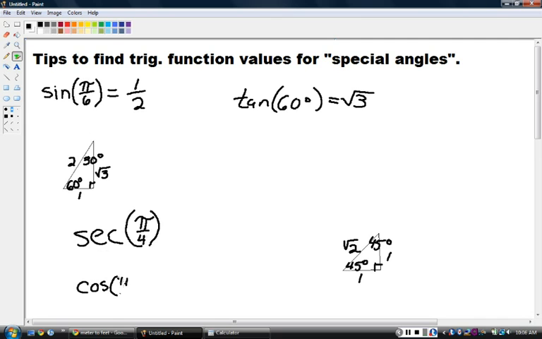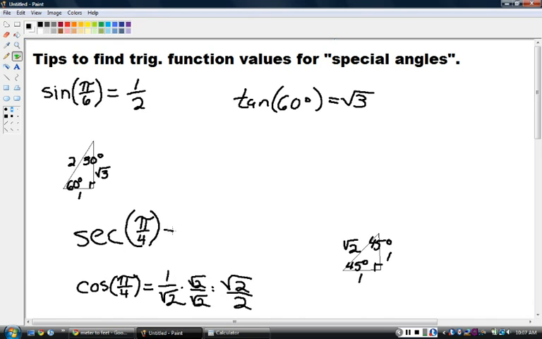Okay, so hopefully you remember the cosine of pi over 4 is root 2 over 2. But if I don't remember that, I can go to this triangle. The cosine of pi over 4, 45 degrees, is adjacent over hypotenuse. That's 1 over root 2, which, if I rationalize it, of course, would be root 2 over 2. Okay, so that's the cosine.